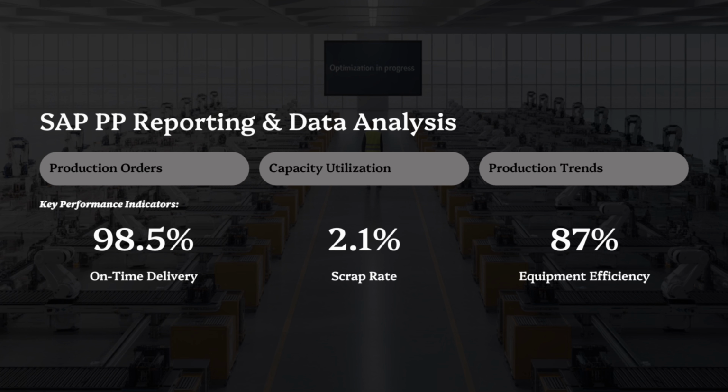Here are some of the most critical reporting tools. Order Information System, OIS, provides detailed insights into production orders, status, confirmations, costs, and material consumption. Capacity planning reports show resource utilization and highlight overloads or idle times. Material requirement reports. Ensure all required components are available, reducing stockouts and delays. Lead time and scheduling analysis. Compare planned versus actual times to spot inefficiencies.